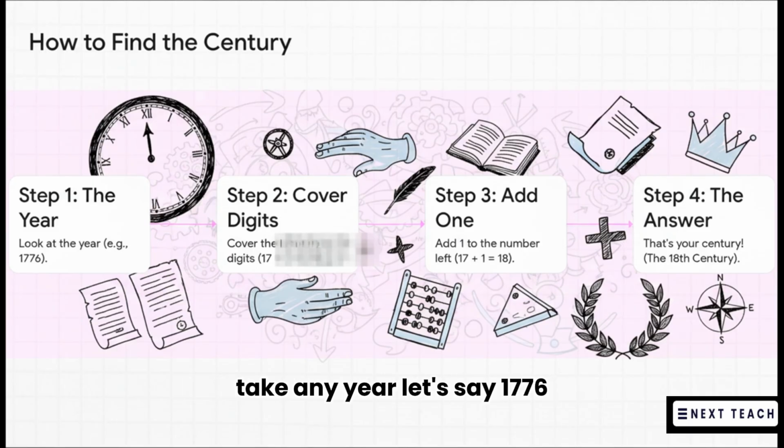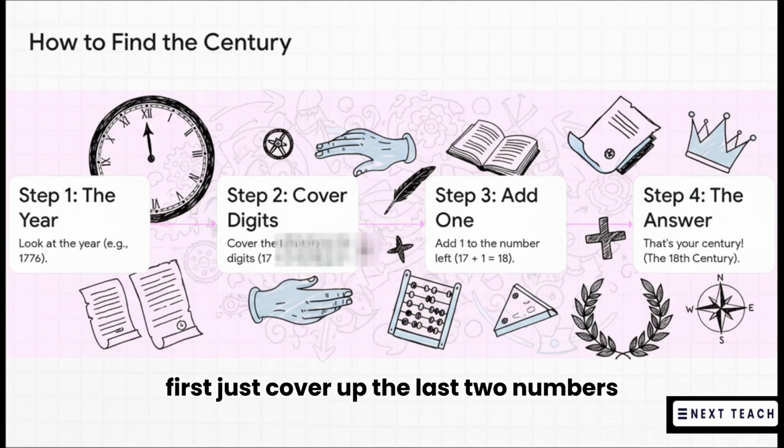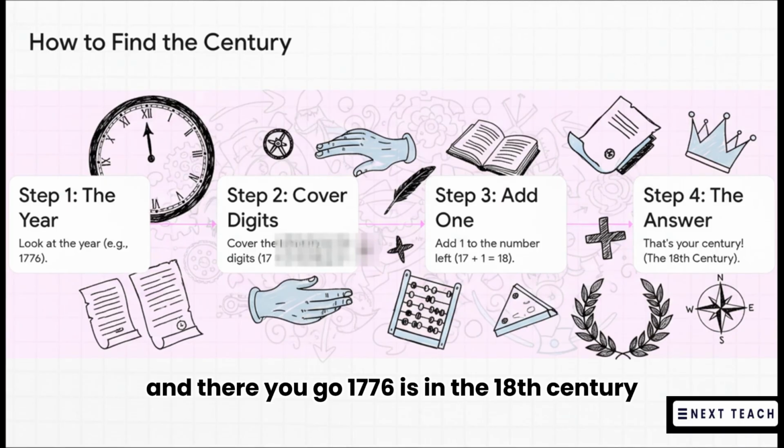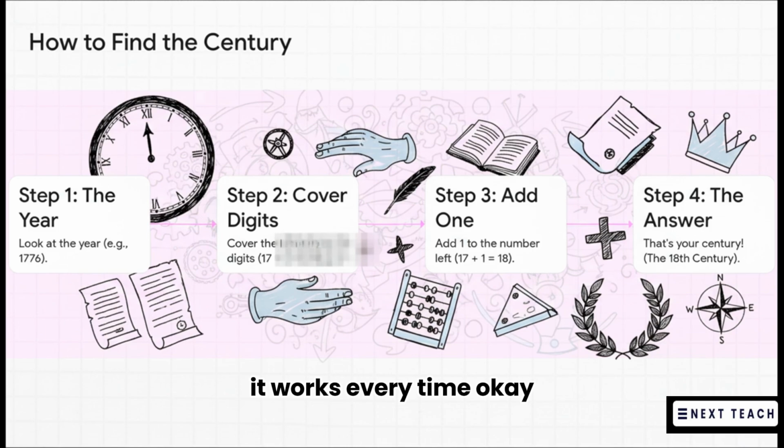Take any year, let's say 1776. First, just cover up the last two numbers. You're left with 17, right? Then just add 1. 17 plus 1 is 18. And there you go, 1776 is in the 18th century. It works every time.